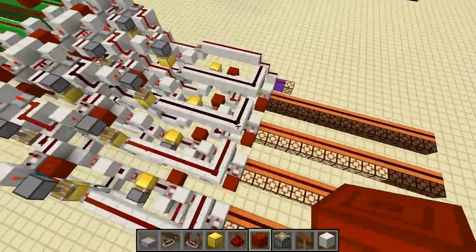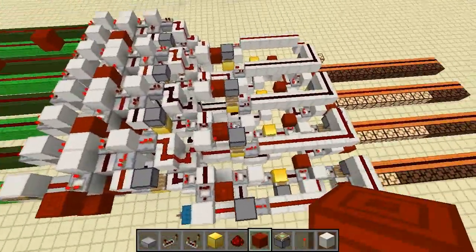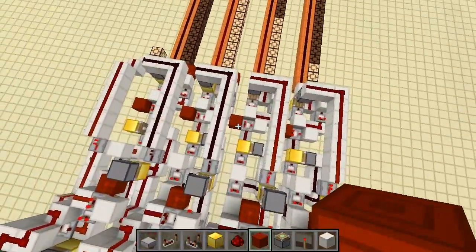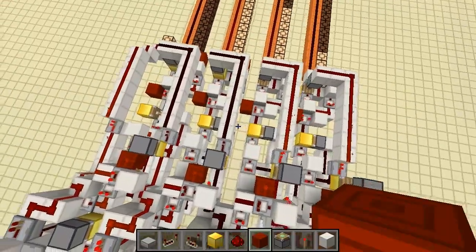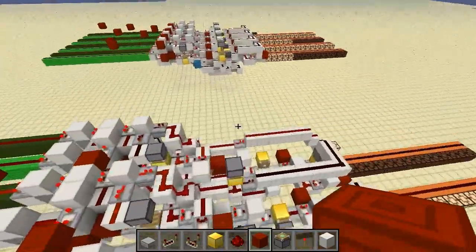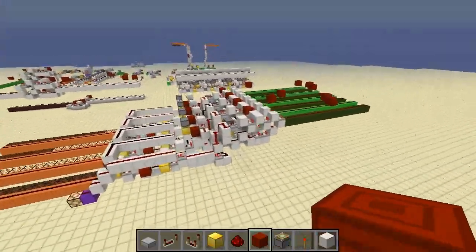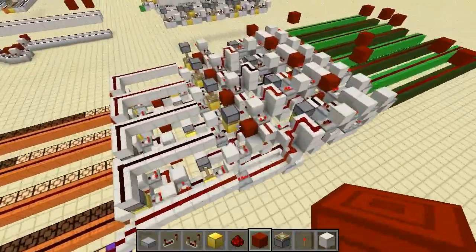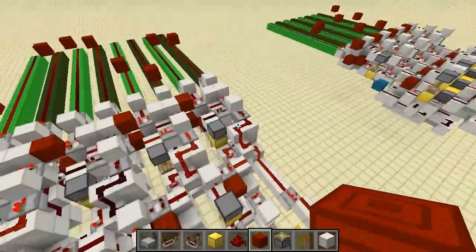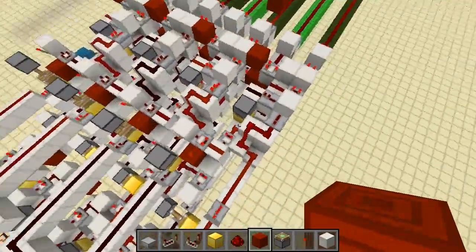And this all functions, I believe, in 11 ticks for the whole thing, or maybe it's 12 ticks, I can't quite remember. But it's quite fast. Not hugely fast, not as fast as a binary adder, but considering this is a 16-bit addition, it's very small. Not as small as you can make it, but very small.